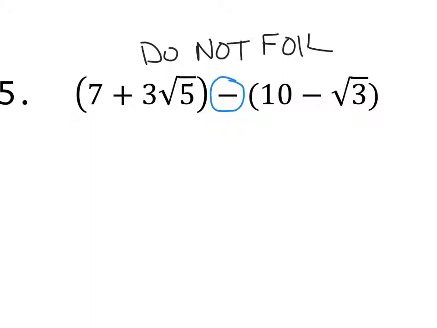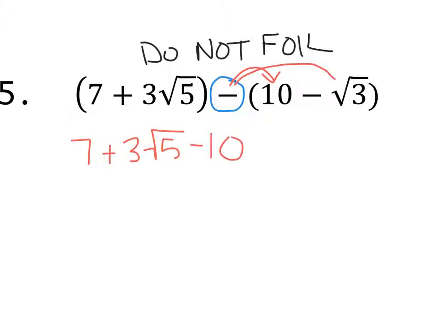So we're going to end up with 7 plus 3 square root of 5, and then distribute that negative. So minus 10, and then negative times a negative square root of 3 will be a positive square root of 3. So 7 minus 10, they're like terms, right? What is 7 minus 10? Negative 3.